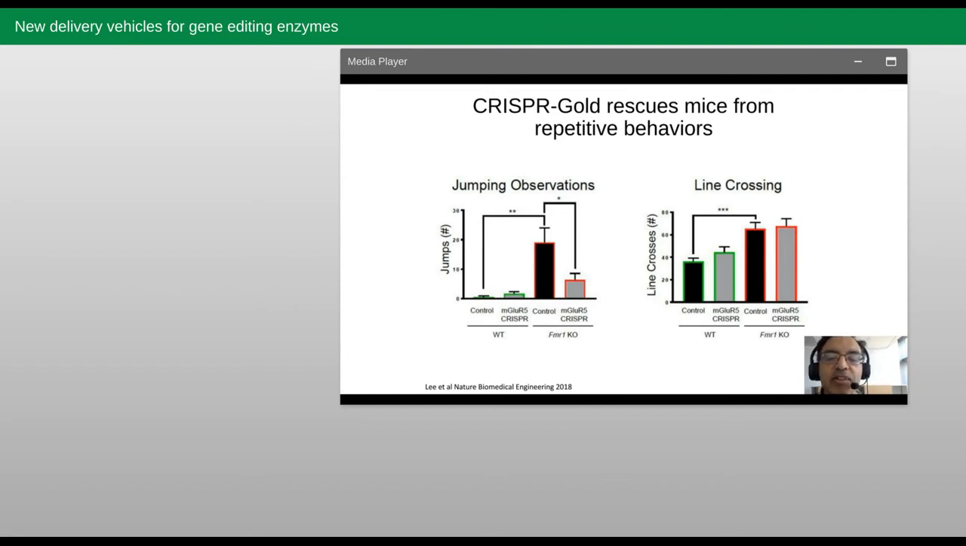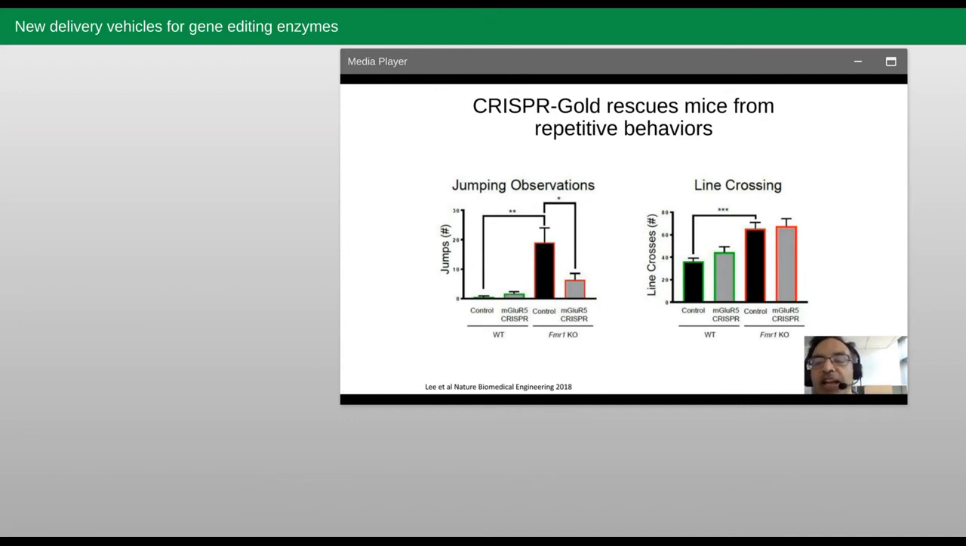And what you can see here is that the control mice, so these are healthy mice, have almost no jumping phenotype. But the control FMR1 knockout mice do have a jumping phenotype. They jump about 20 times more than a wild-type mouse. However, if you partially knock out mGluR5 in the striatum with CRISPR Gold, then you can rescue this jumping phenotype. Now they jump maybe 5 times higher than the control mice, and their jumping behavior has been significantly diminished by this partial mGluR5 knockout.